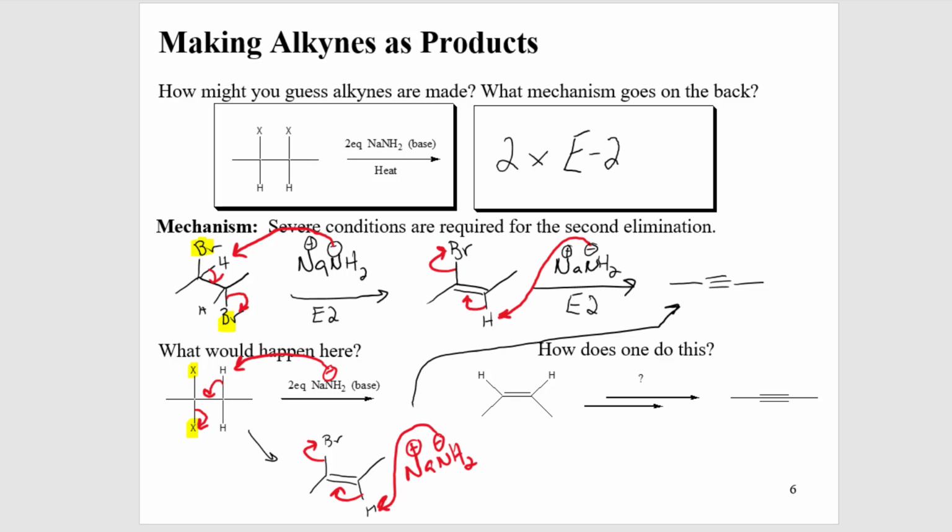How do you name it? Well, in this case, you've got 1, 2, 3, 4 carbons. This is 2-butyne.